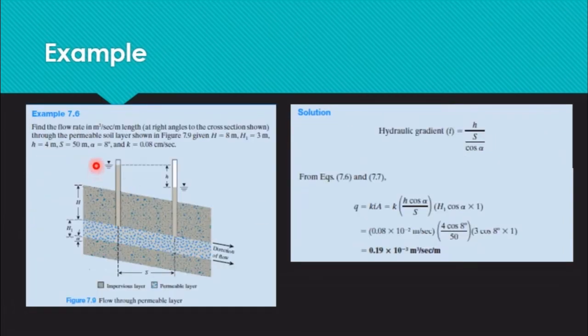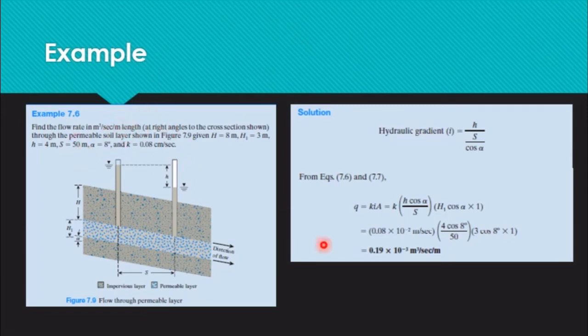Another example. This is no longer a laboratory test, this is in actual conditions. Find the flow rate in cubic meter per second per meter length at right angles to the cross section through the permeable soil layer shown in figure 7.9. Given H of 8, H1 of 3 meters, small letter h of 4, S is 50 meters, alpha is 8 degrees, and K is 0.08 cm per second. We are looking for Q, the flow rate, in 1 meter length.